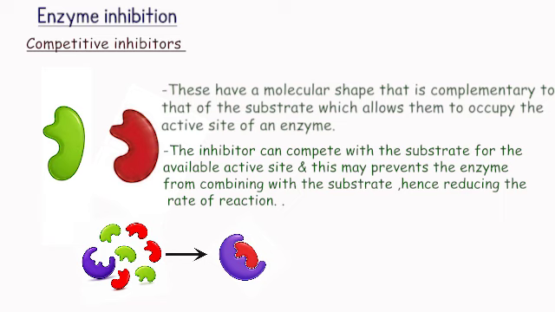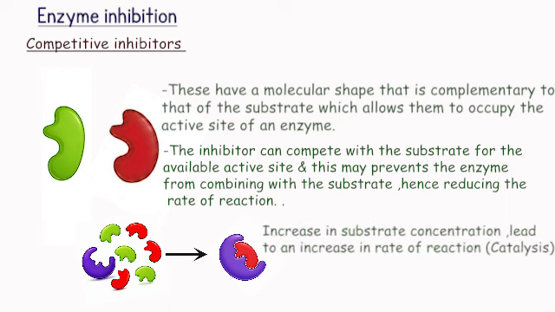Okay, now an important thing to note here is that the effect of a competitive inhibitor depends on its concentration. So the higher the concentration of these inhibitors, the more they will reduce the rate of reaction. So this means that increasing the substrate concentration will lead to an increase in the rate of reaction. This is because as you increase the substrate concentration, the substrates will effectively compete with these competitive inhibitors for the available active sites of the enzyme, and therefore our rate of reaction will increase. And that is what you essentially need to know about competitive inhibitors.